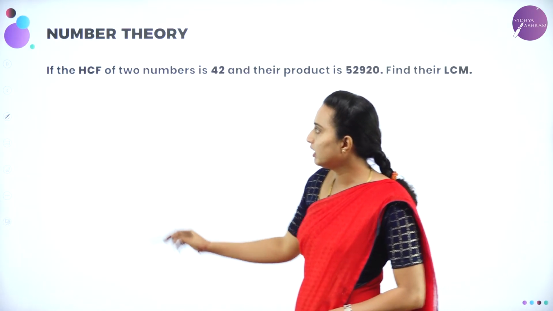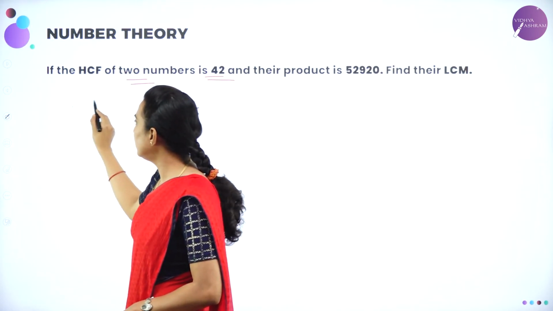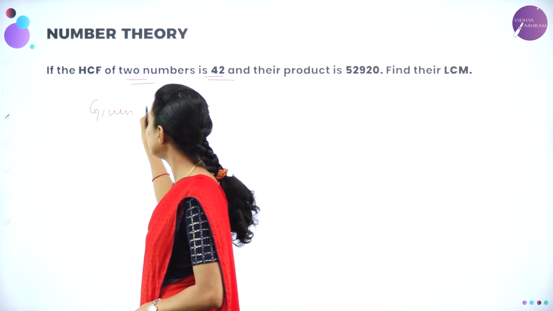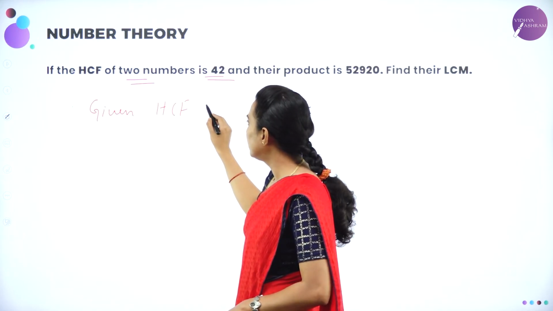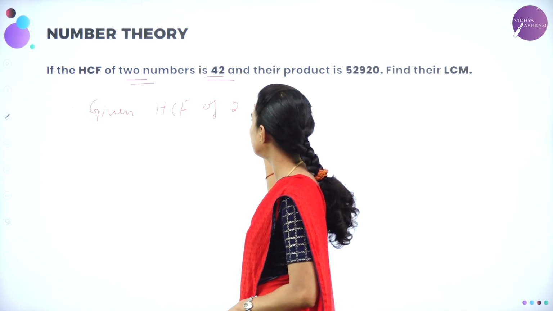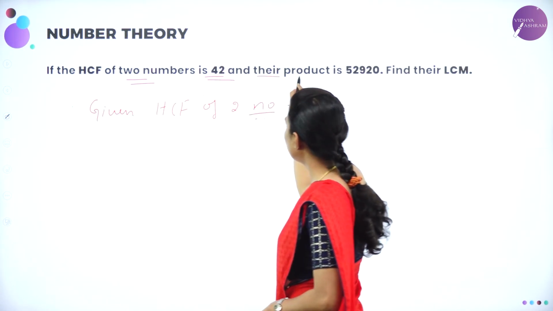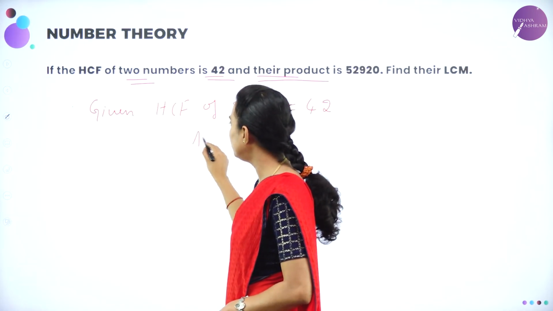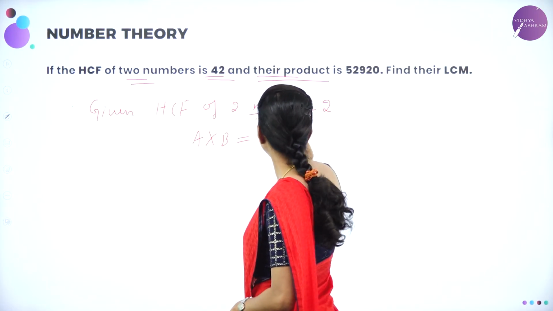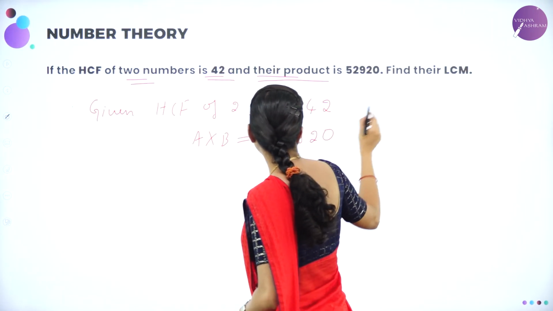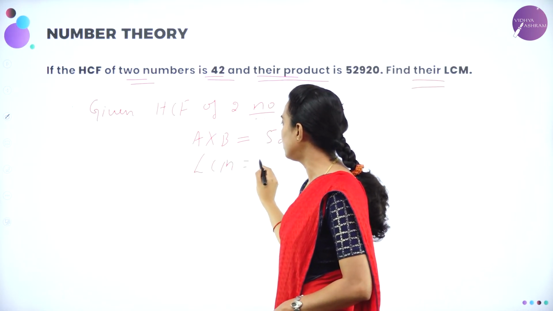So next, if the HCF of two numbers is 42, what have they given? Given is the HCF of two numbers, HCF of A and B is 42, and their product, A into B, is 52920. Find their LCM. So LCM is equal to question mark.